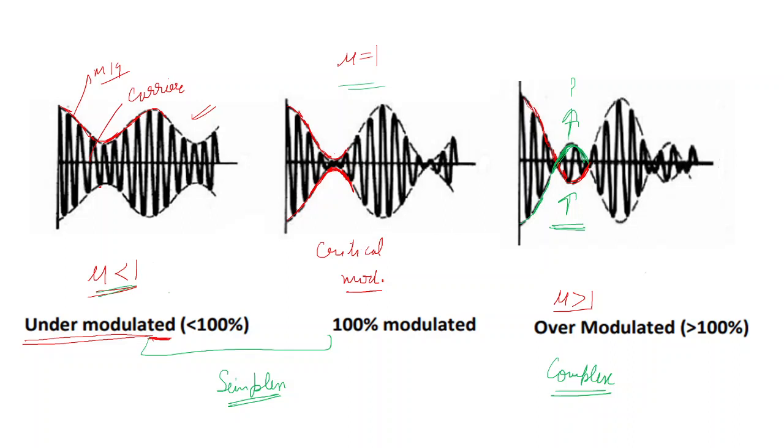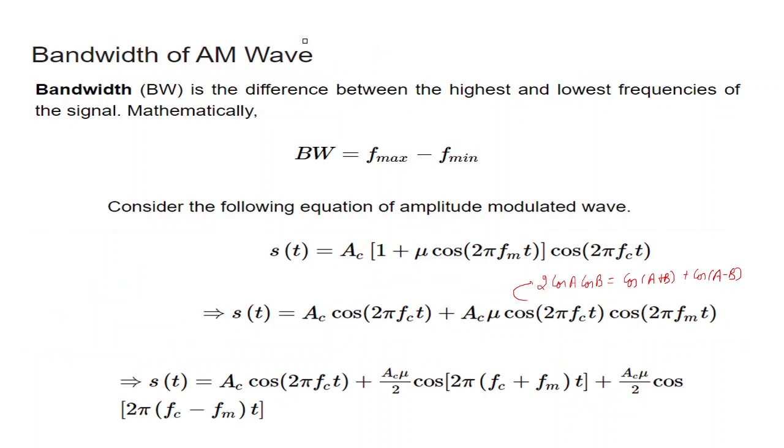So now the next part is the bandwidth. This bandwidth is also a very important part. When we need to calculate the bandwidth, it is the difference between the highest and the lowest frequency. That means it is the difference between the maximum and the minimum frequency. How can we calculate this? Now see, as you know, how we can get this equation using equation number 1, that is the standard equation of the AM.